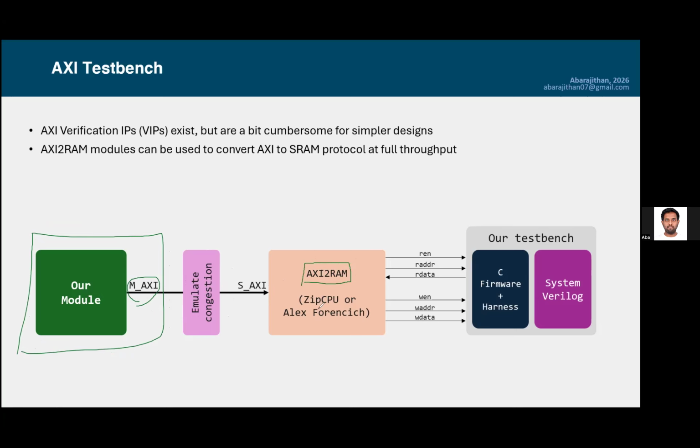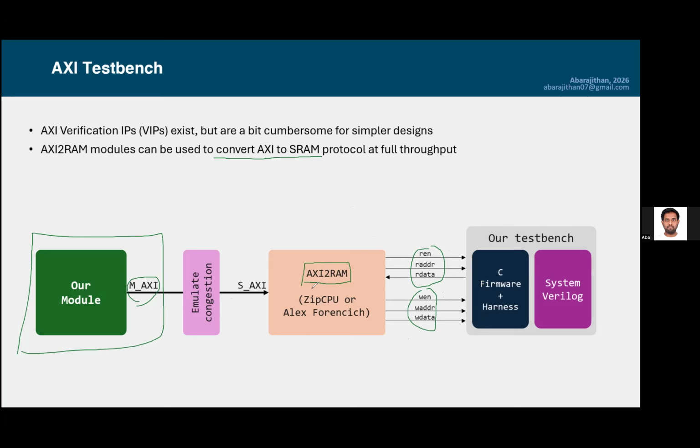What this AXI to RAM module does is it behaves like a subordinate, and on the other side it exposes an SRAM protocol, right? SRAM is the first protocol that we saw: you have read enable, read address and read data, and write enable, write address and write data. So it will expose this port. Whatever transaction comes here, it will do the address translation and all of that.